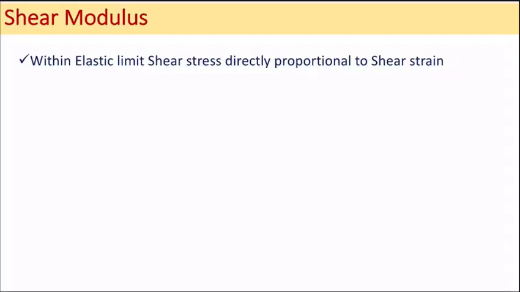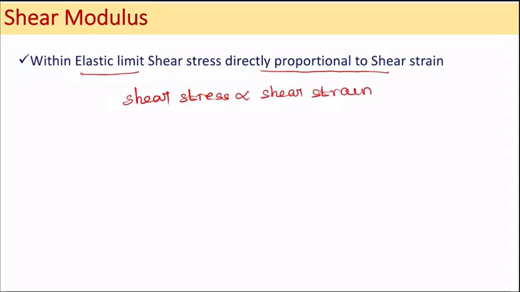Shear modulus: within the elastic limit, shear stress is directly proportional to shear strain. Shear stress is directly proportional to shear strain. So we can write this proportionality as: shear stress equals C into shear strain. Here, shear stress.